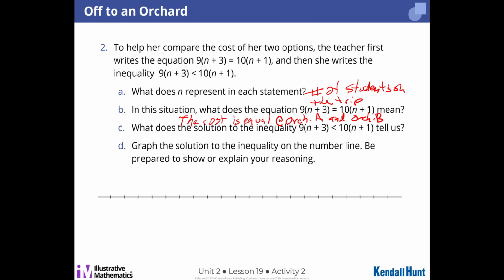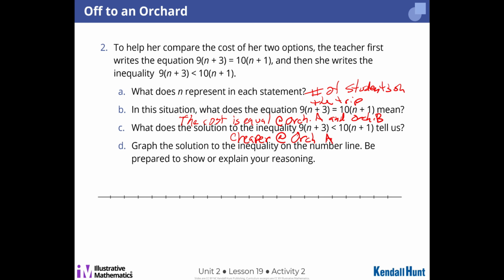What does the solution to the inequality 9(n + 3) less than 10(n + 1) tell us? Since we know that 9(n + 3) is orchard A and 10(n + 1) is orchard B, that tells us when it's cheaper at orchard A. Orchard A.